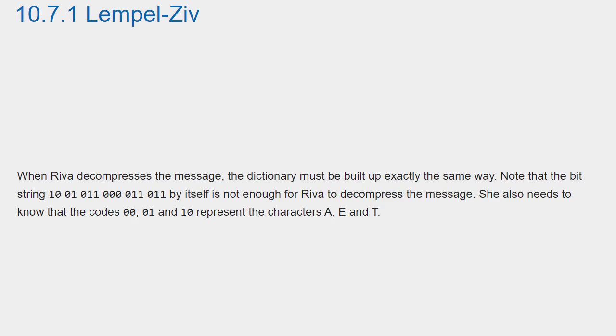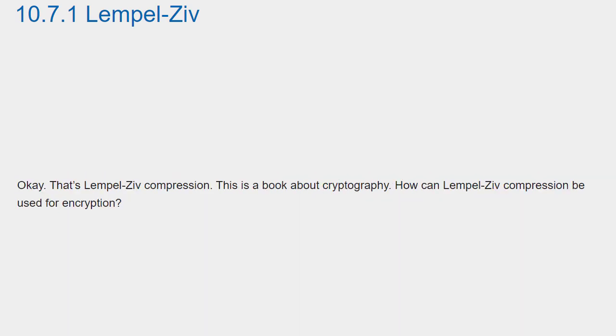When Riva decompresses the message, the dictionary must be built up exactly the same way. Note that the bit string 100101000011 by itself is not enough for Riva to decompress the message. She also needs to know that the codes 00, 01 and 10 represent the characters A, E and T.